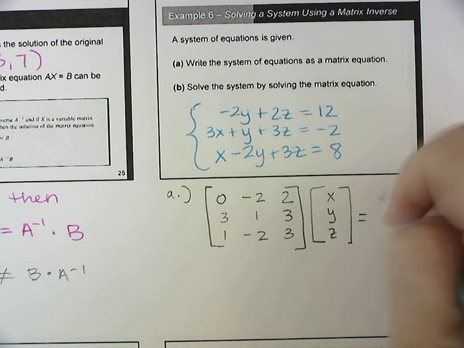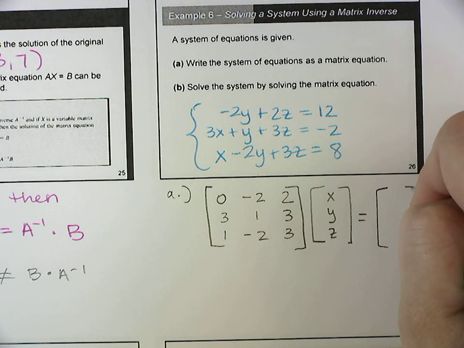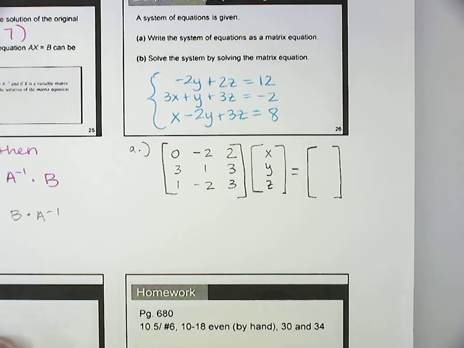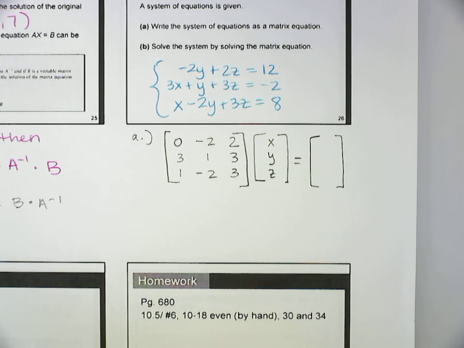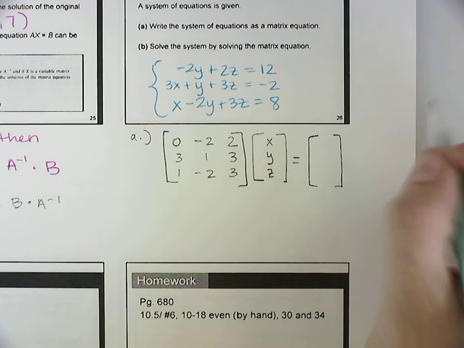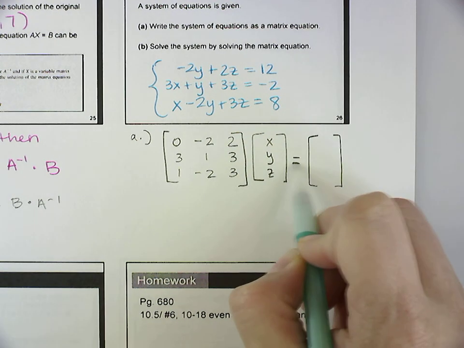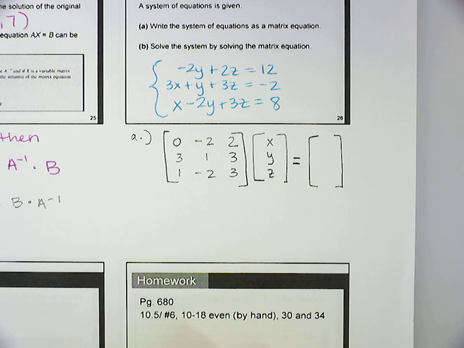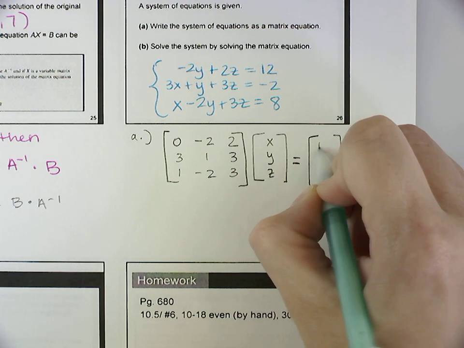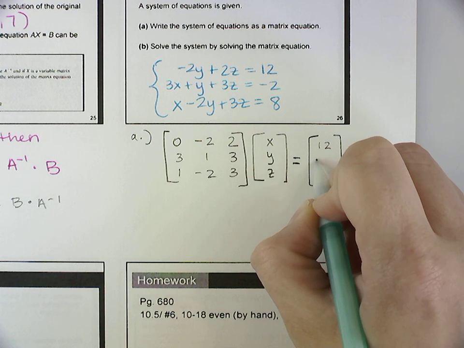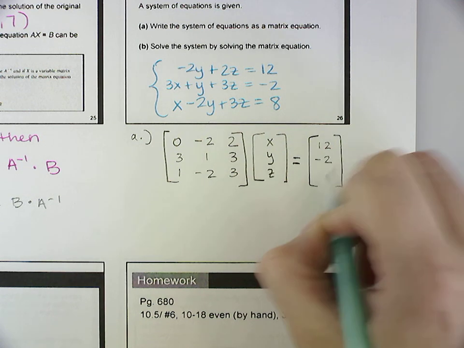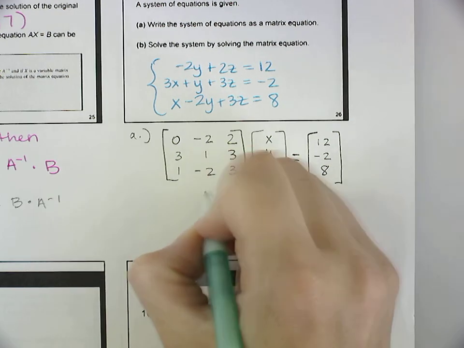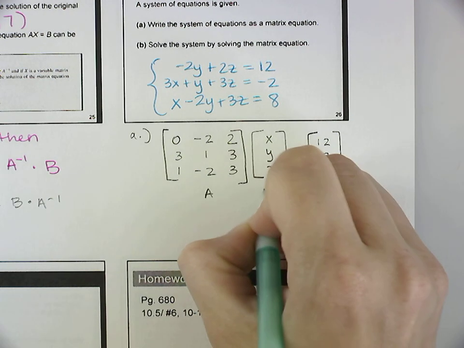All right, and then Alex, what's that going to be equal to? Yep. So it'll be equal to whatever you have equal on your equations. So the first one's equal to what? Yep. And then the next one. And the last one. Okay, so this is going to be your matrix equation. So this is your A times your X equals B.